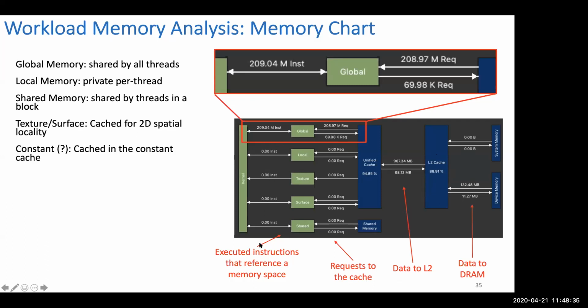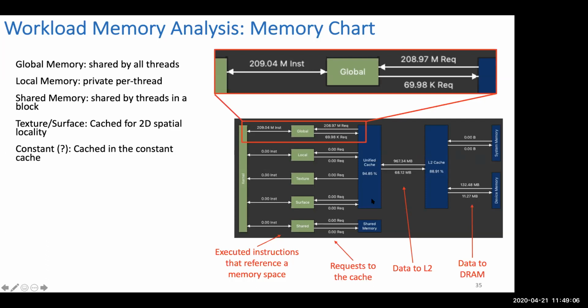This shows the number of instructions that reference a particular memory space. In this case, this is the global memory matrix multiplication again. You can see that we have no local memory, no texture memory, no surface memory, no shared memory, only global memory, and we have 200 million instructions. That corresponds to 200 million reads, basically. So we're spending most of our time reading, and we only write the final product matrix once.